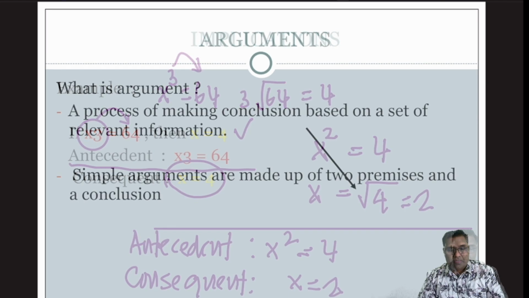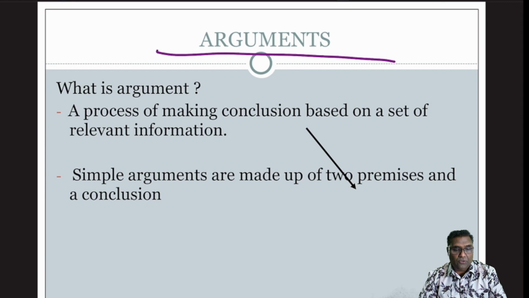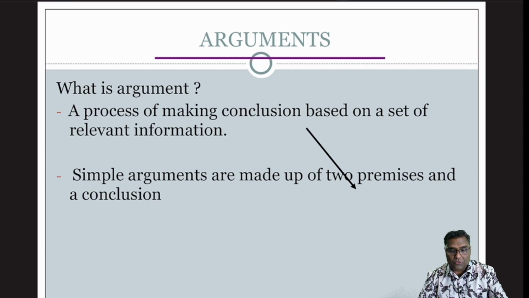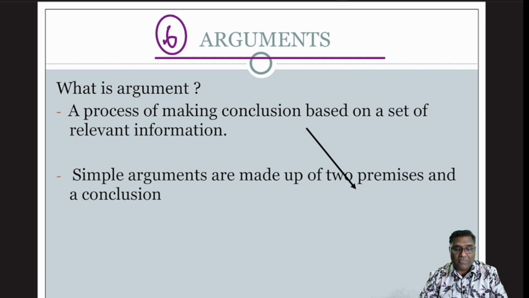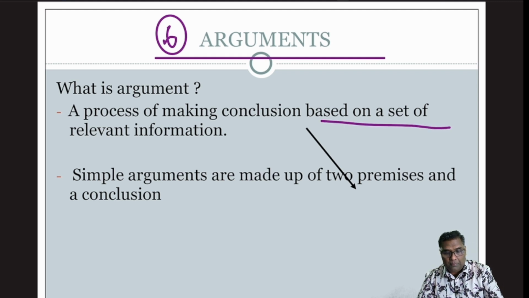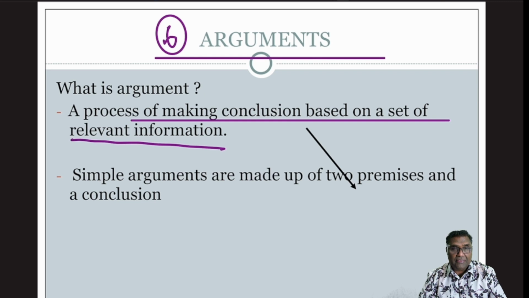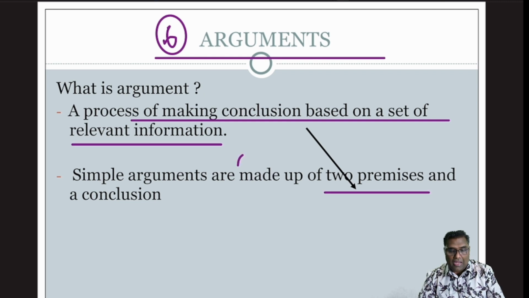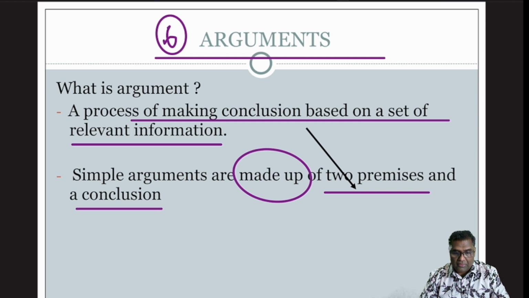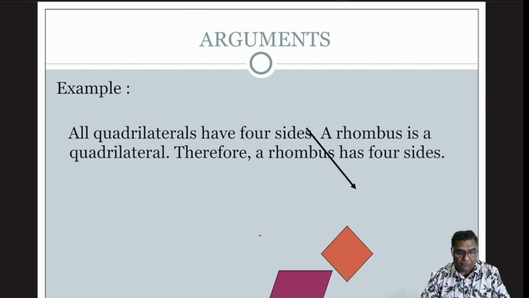Got it? Okay, the last part that you need to know, my dear students, is called argument. This is the last part that you need to know. What is an argument? A process of making a conclusion based on relevant information. It can be made up of two premises and we come to a conclusion. Okay, let me give you an example for that.